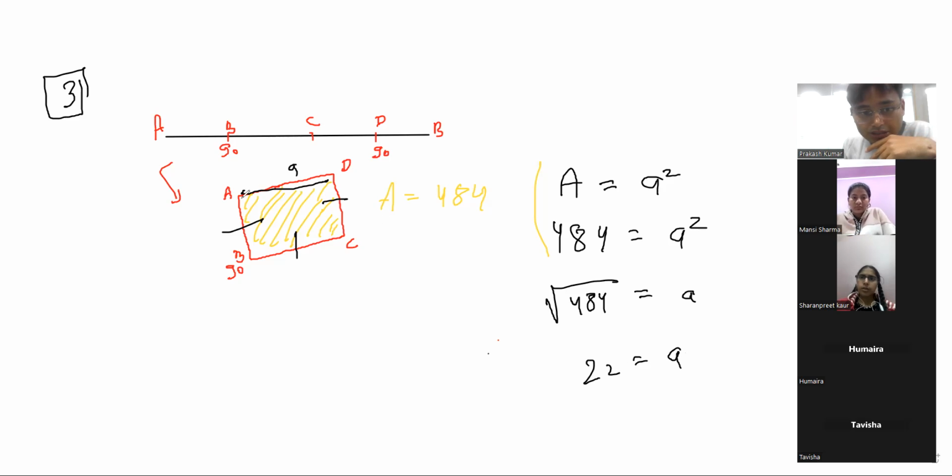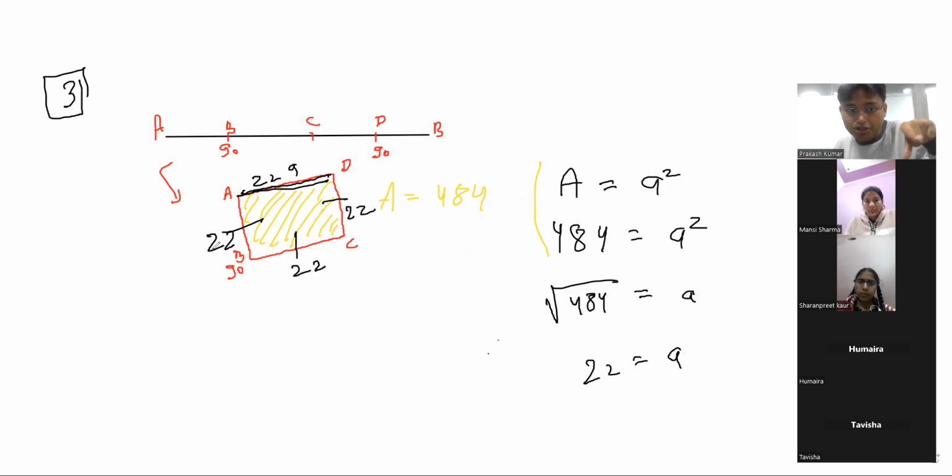So I come to know this length AD is 22. So this length will also be 22. This length will also be 22. And this length will also be 22. So we can come to know that this perimeter is 22, 22, 22, 22, that is 88. So this length, AB length, will also be 88, because this same wire was bent to give this form.